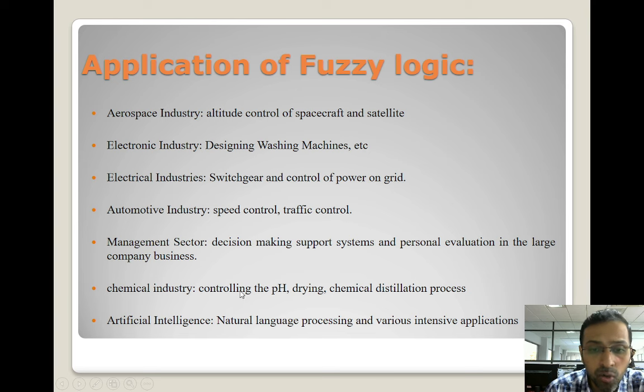Chemical industry for controlling the pH, drying, then chemical distillation process, etc. And the major part is artificial intelligence. It can be used in natural language processing, NLP, and various intense applications.